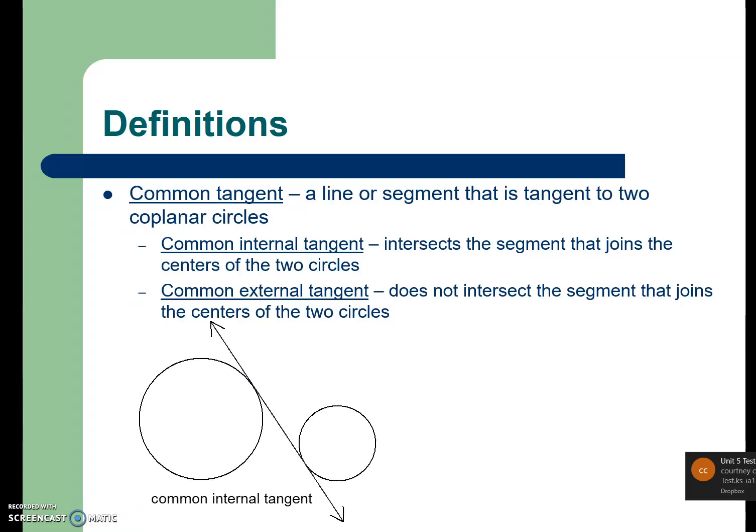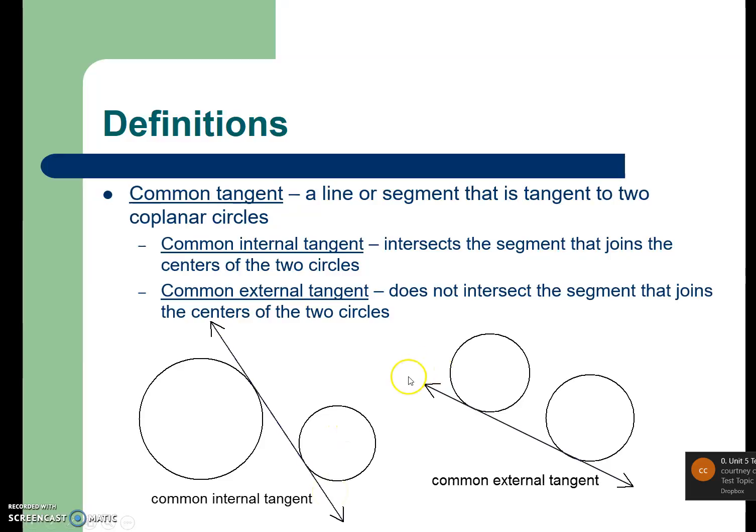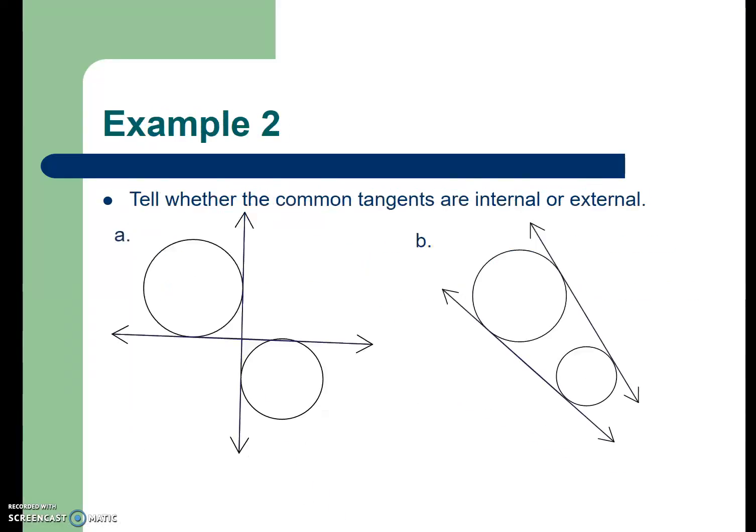So common internal, do you see how it's hitting each circle in one spot? And it's going right in the middle there. And then we have our external ones. So these are not going between the two circles. They're found on the outside. So circles have a certain number of tangents that are shared.